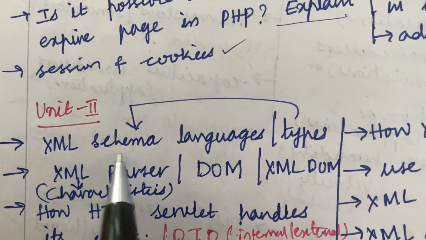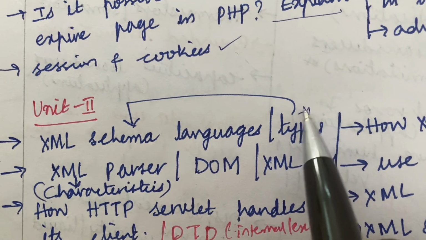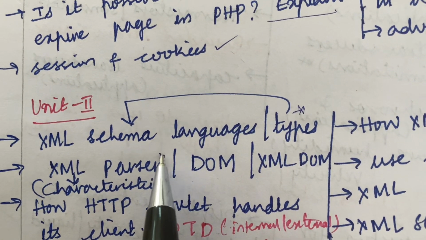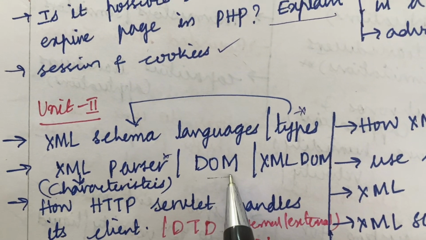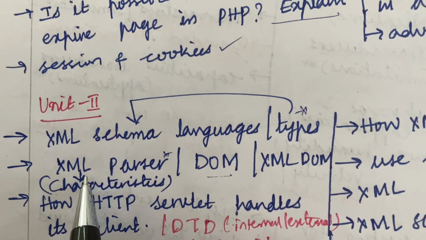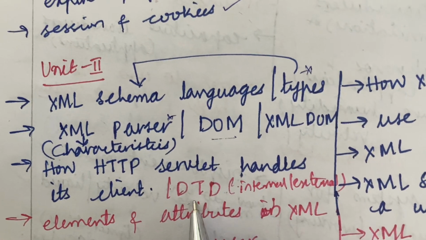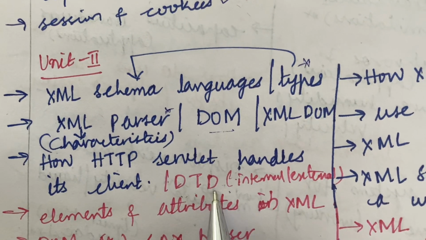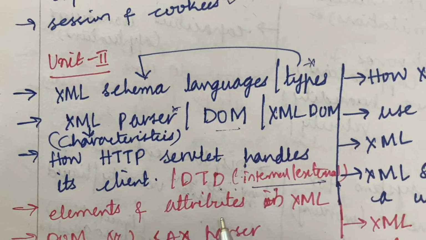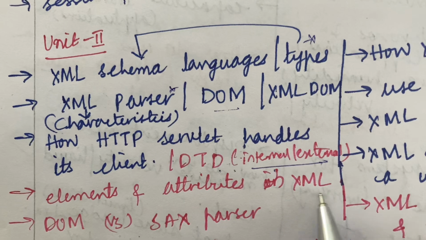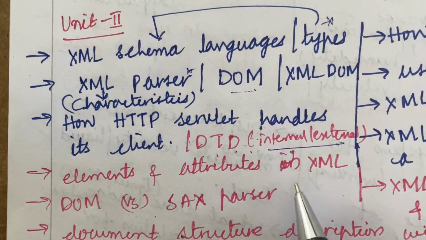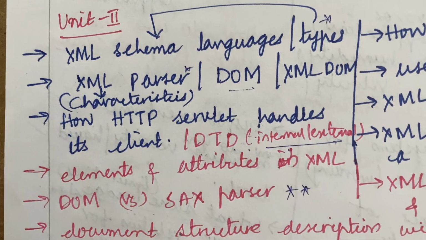It's about XML schema languages and its types, and XML parser is said to be a 2-mark question, and explain the terms DOM and XML DOM and the characteristics of XML, and how an HTTP servlet handles its client, and DTD internal versus external and the differences, elements and attributes in XML. DOM versus SAX parser is said to be a topmost question.